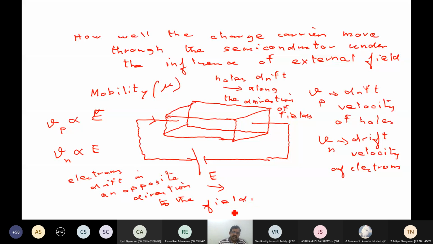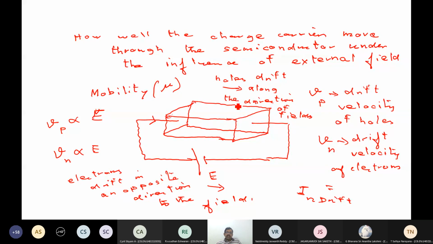So electrons drift in the opposite direction, holes drift along the direction of the external field. Holes are positively charged, electrons are negatively charged, but we know the direction of the conventional current is along the direction of the movement of the positive charge. This is drift current. Here I will simply write it as Jn drift.